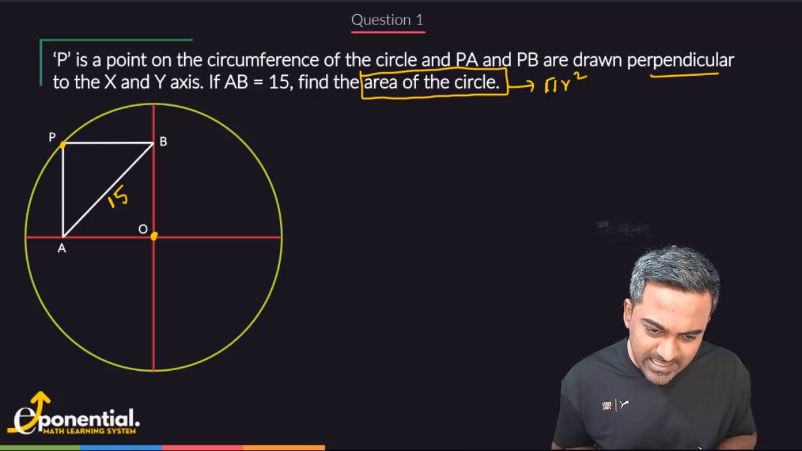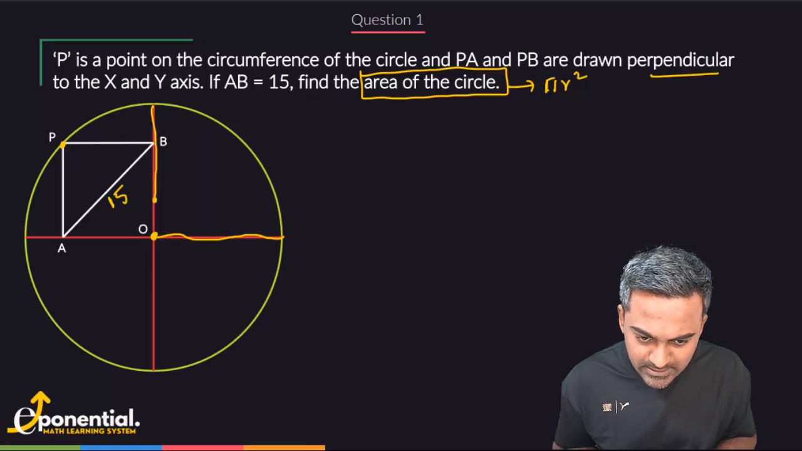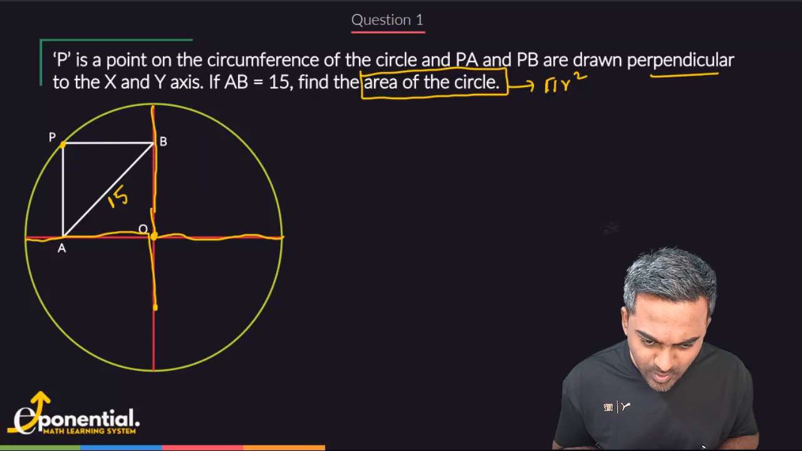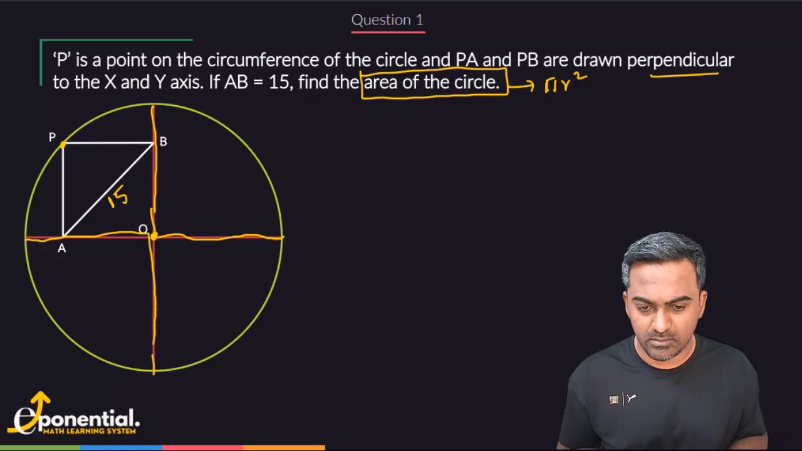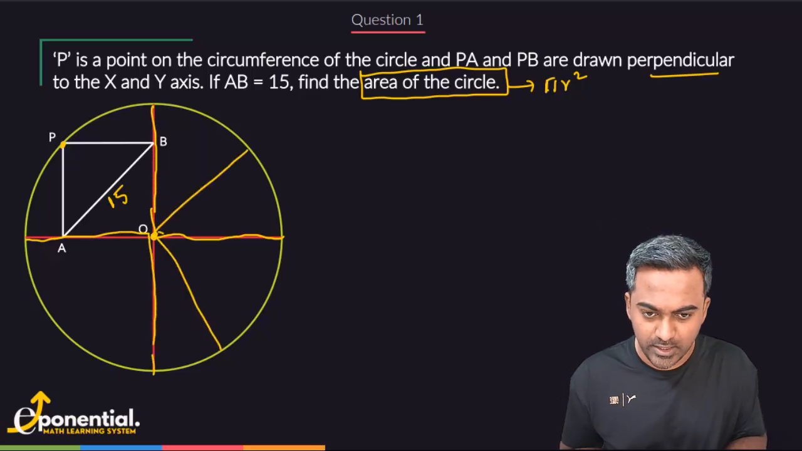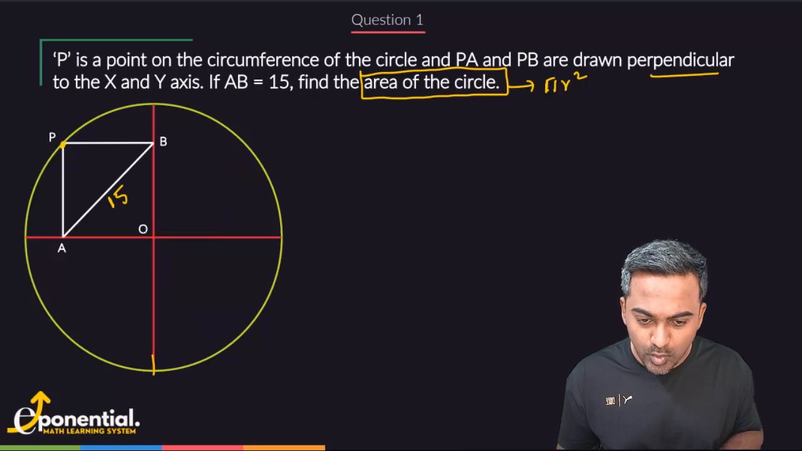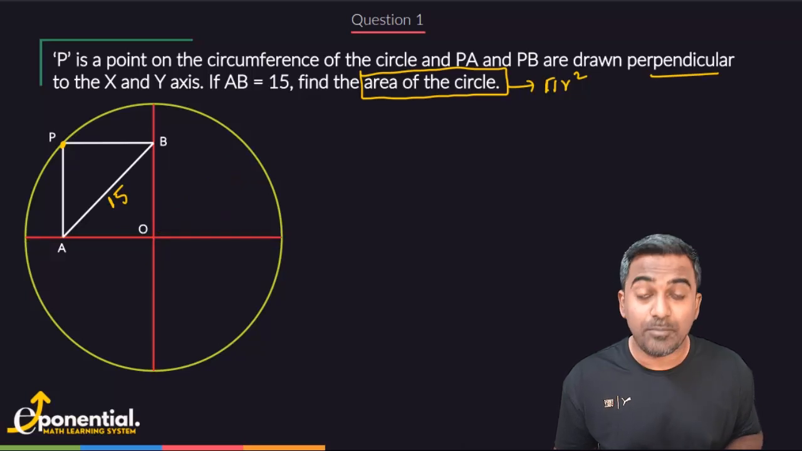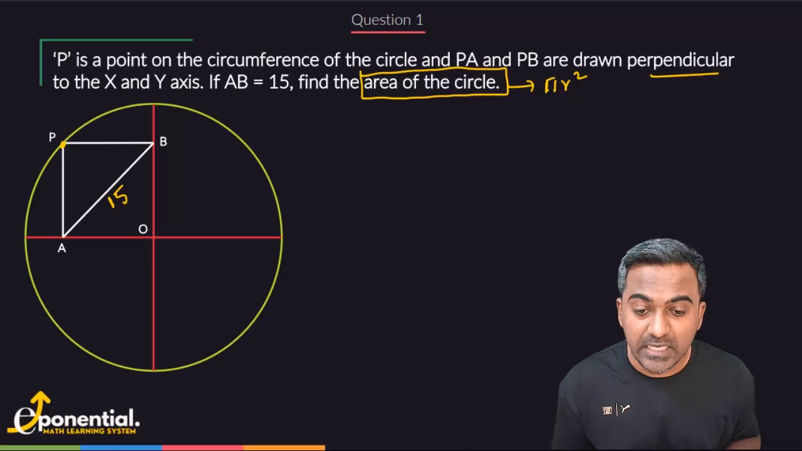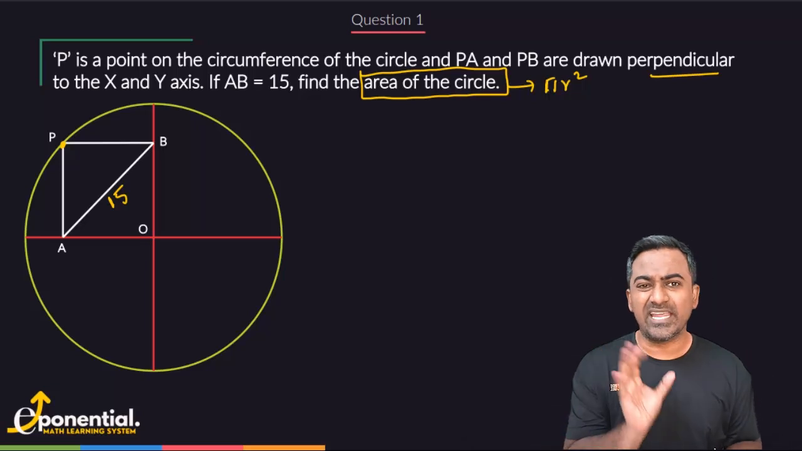Okay, so what is the radius in this case? I can say this line represents the radius, right? All these lines, these are the radius. But how do I figure these radius? I mean, this is also going to be radius, of course. So how am I going to figure out the radius in this case? Because all I know is that AB is equal to 15. Okay, let's think through this.